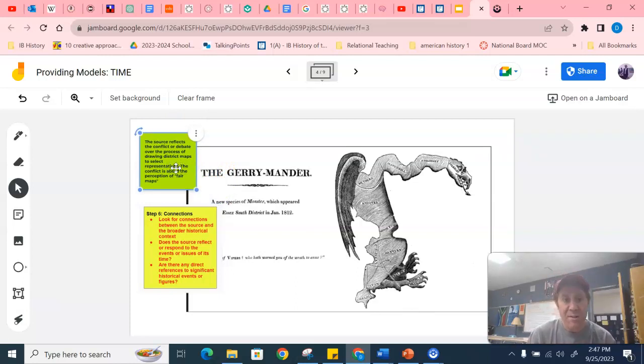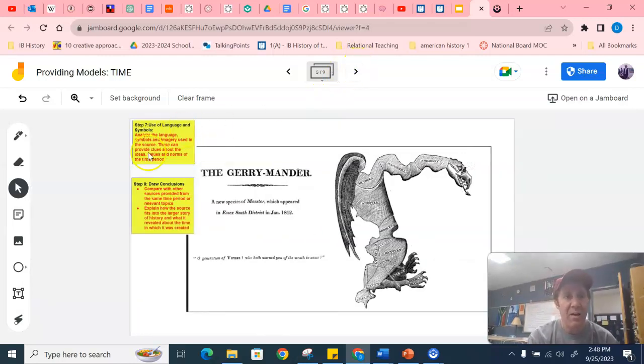Are there direct references to significant historical events or figures? Yes. There's direct references to this district, and there's a direct reference to the governor who signed this bill into law, naming this monster after him. So yes, there are direct references there. So we're starting to make some connections here.